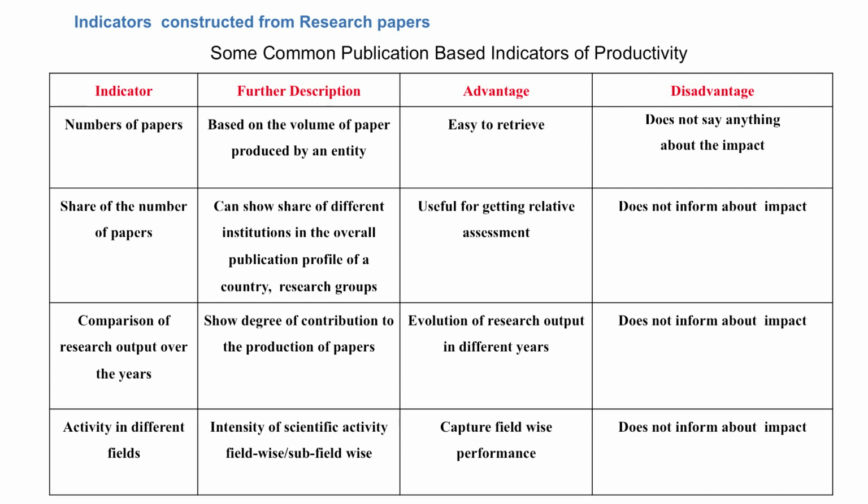Comparison of research output over the years shows the degree of contribution in the production of papers of different countries, of different institutions within a country, and looks at the activity of a particular institution in terms of that research contribution. These are, as you have seen, useful for getting a relative assessment and evaluation of research output in different years, and for capturing field wise performance, but all these indicators suffer because they cannot measure the impact. So, they can only measure the volume.